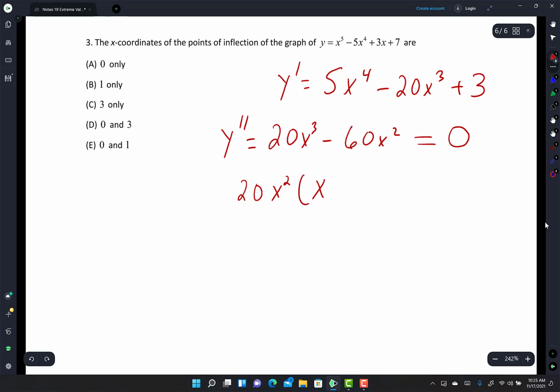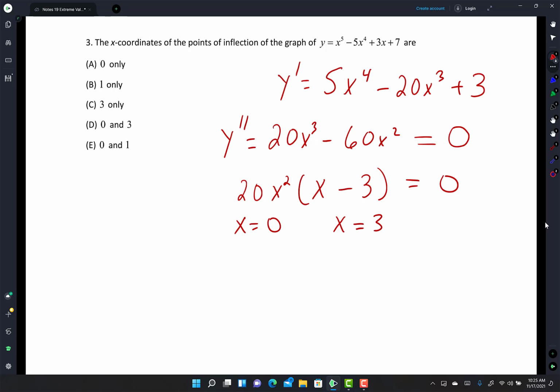You're going to have 1x minus 3, close it, equals 0. Are we still okay? Here are my candidates. X equals 0 is 1. What's the other one? X equals 3. Don't be so fast to circle 0 and 3. We got to check if the second derivative does in fact change signs. Are we all in agreement?